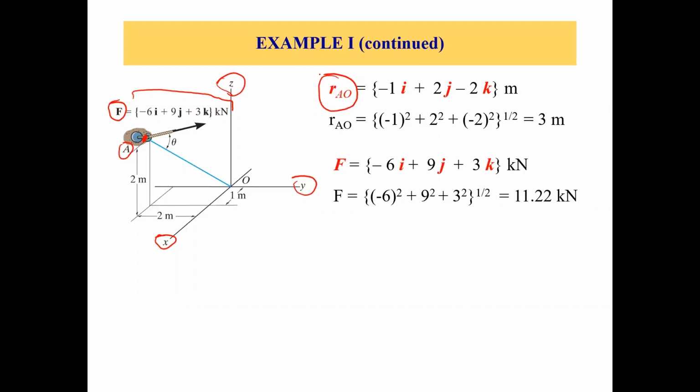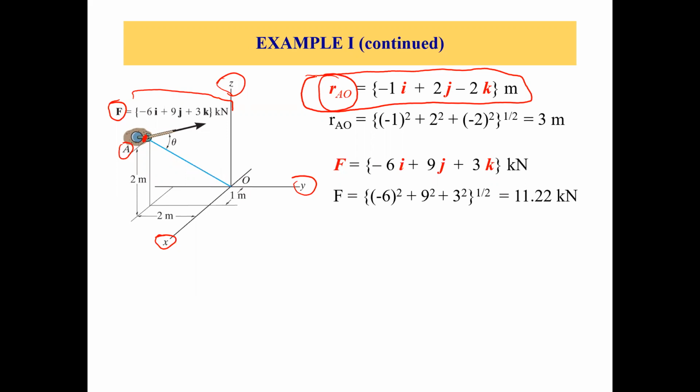Here, as we are doing RAO, O is the tip and A is the tail, so we'll do O minus A. Once we do XO minus XA, we'll get negative 1I. Once we do YO minus YA, we'll get a positive 2J. And once we do ZO minus ZA, we'll get a negative 2K. So we'll get RAO as negative 1I plus 2J minus 2K, and of course, the units, meters.